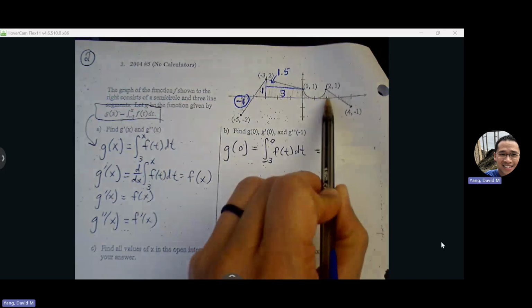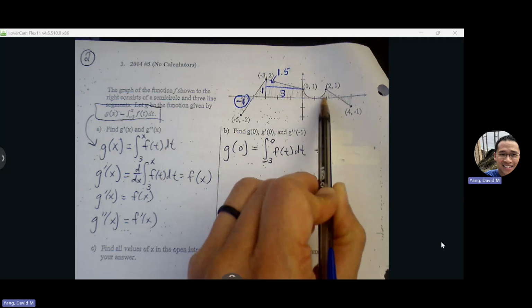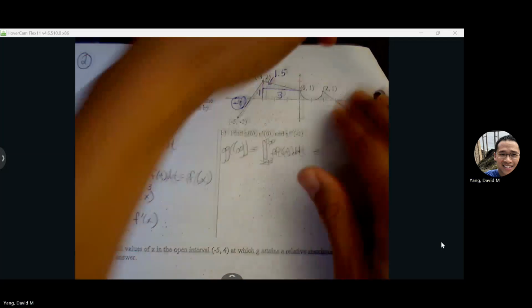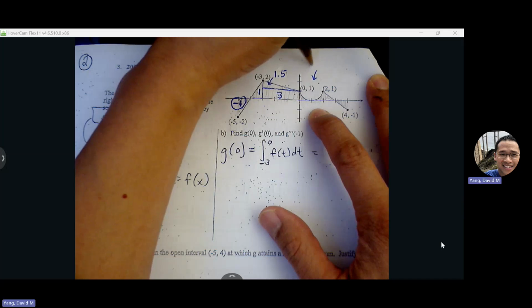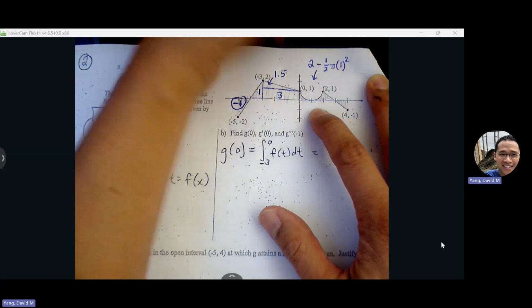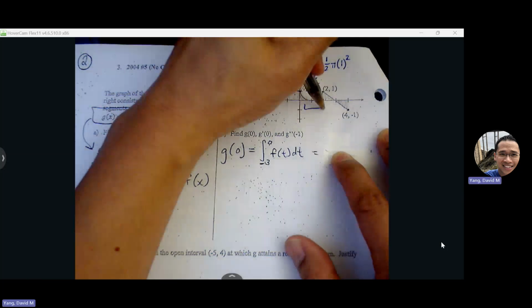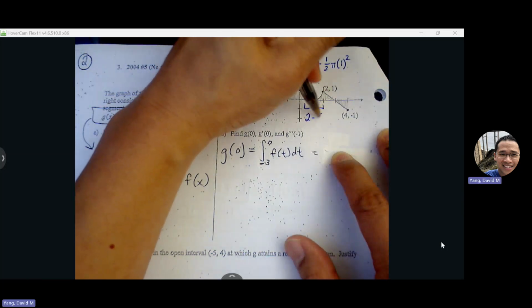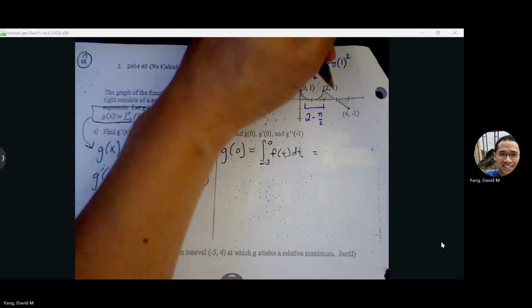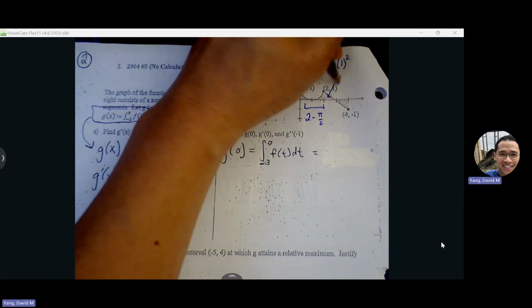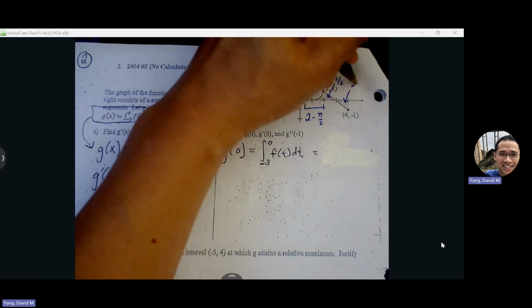Here, this region is made up of a rectangle minus a semicircle. So my rectangle is 2. My semicircle is 1/2 pi r squared. So this region is going to be 2 minus pi over 2. Here, this triangle is 1/2, and this triangle is -1/2.